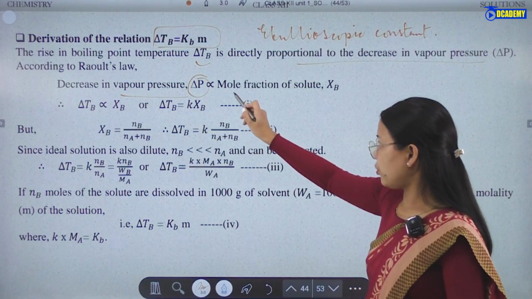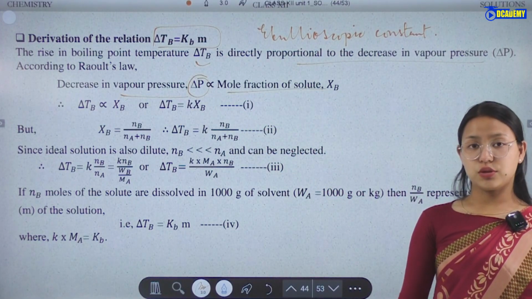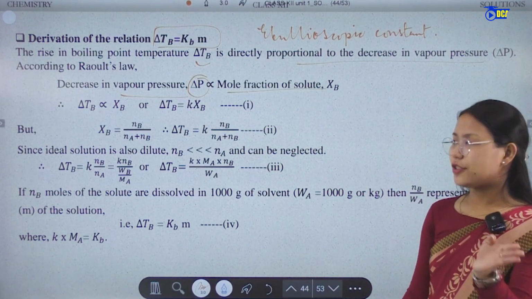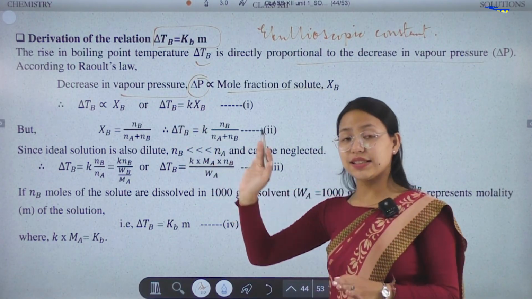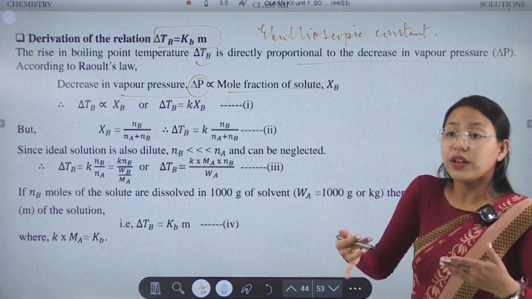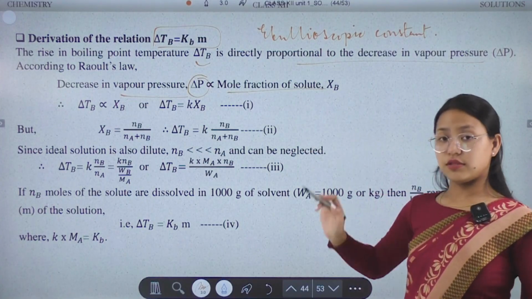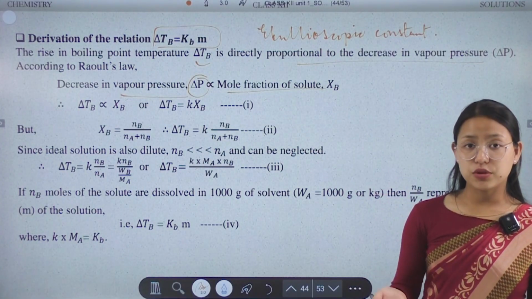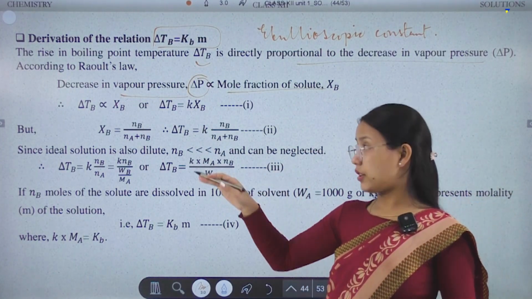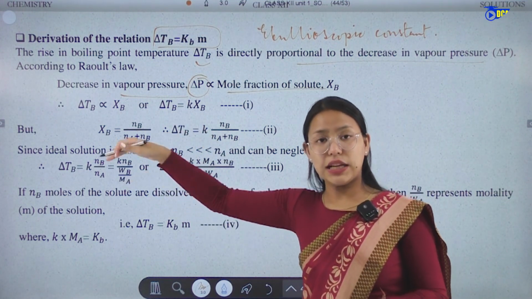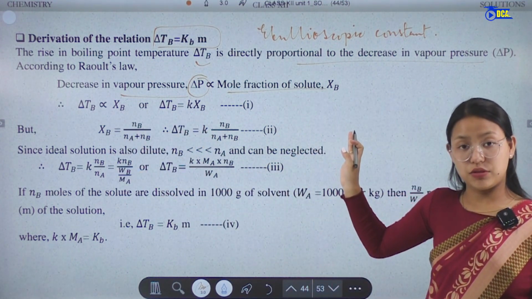Delta P is equal to the mole fraction of the solute. The decrease in the vapor pressure depends on the solute. Mole fraction is directly proportional to it. If the mole fraction is increased, the decrease in vapor pressure is increased already.